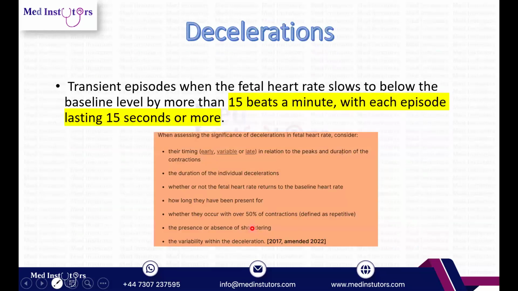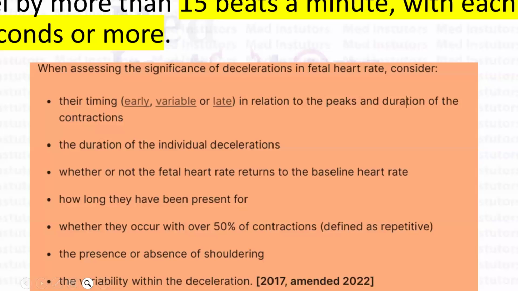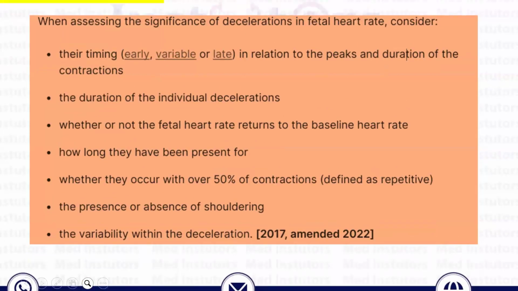Now let's come to decelerations. Decelerations are basically dips. A decrease in the fetal heart rate below the baseline for 15 beats per minute, with each episode lasting 15 seconds or more. When looking at the decelerations, you have to take into consideration factors like their timing, whether they're early, variable, or late, the duration of the decelerations, whether or not the deceleration comes back to the baseline, how long they have been present, and whether they occur over 50% of contractions, and that is defined as repetitive.